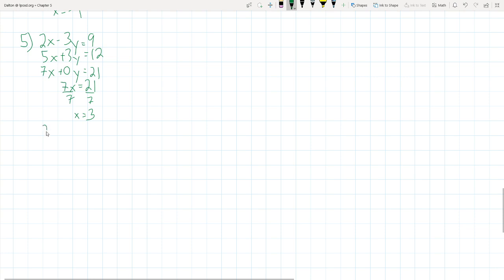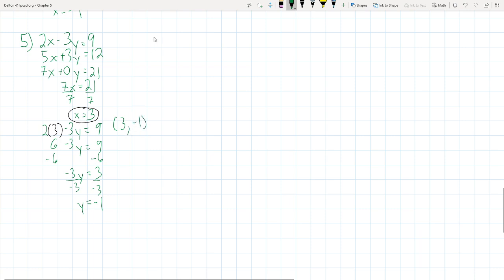Plug that into one of the equations. So 2 times 3 minus 3y equals 9. 2 times 3 is 6. Minus 3y equals 9. Subtract 6. So negative 3y equals 3. Divide by negative 3. y equals negative 1. So my answer should be 3, negative 1.